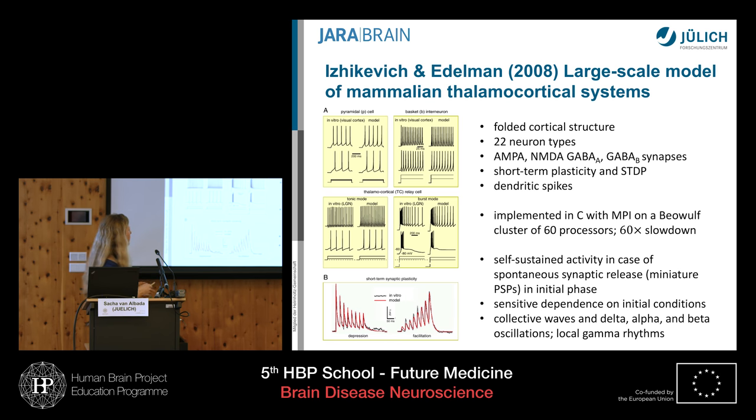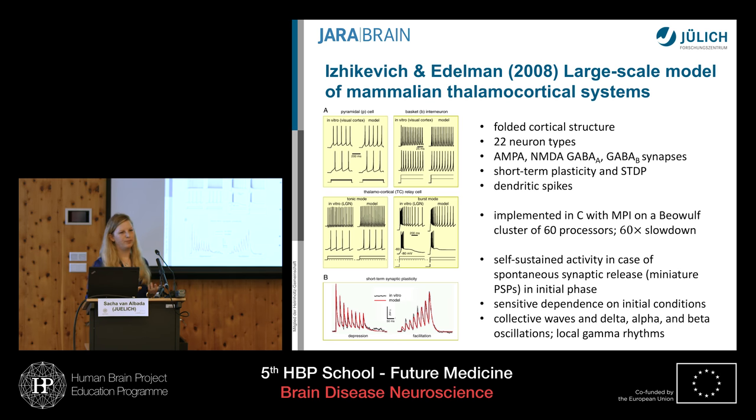So this is also a very complex model. There's a folded cortical structure, 22 neuron types, different spiking behaviors, AMPA, NMDA, GABA-A, and GABA-B synapses. So this is slow inhibition, fast inhibition, fast excitation, and slow excitation. Short-term plasticity and spike timing dependent plasticity, dendritic spikes, and it was implemented in C, and it was already quite a bit faster than the previous model.